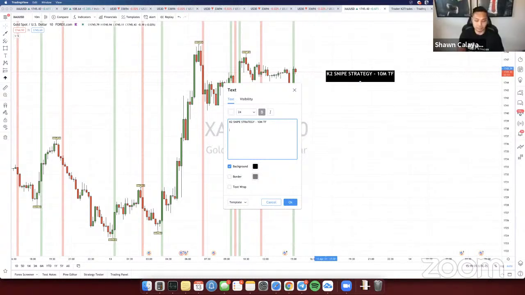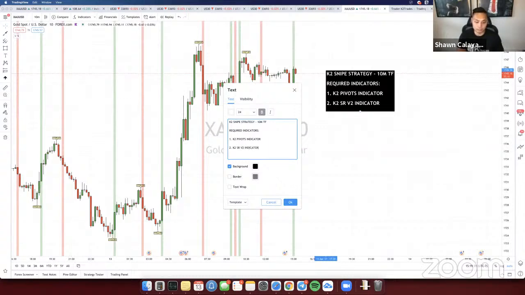Oh yeah, definitely. So here we have the required indicators. For this, you're just going to need the K2 pivots indicator. Yep. And the K2sr version 2 indicator. And that's pretty much it.